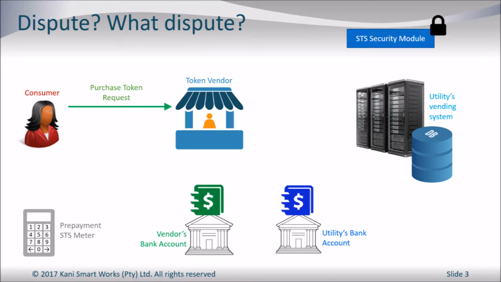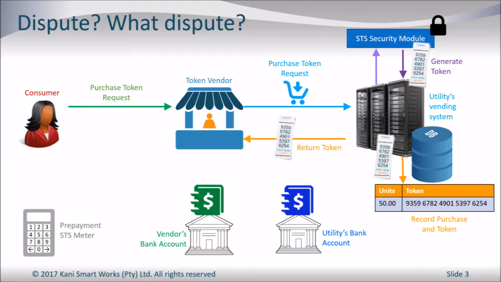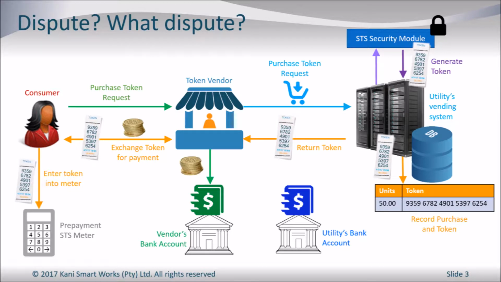So the consumer requests a token from the vendor, who patches the request through to the utility's vending system, where the token is generated, stored on the utility vending system's database, returned to the vendor, and then exchanged for payment with the consumer. The consumer then enters the token into the meter. Subsequently, the vendor will deposit revenue collected into their bank account, which will then be transferred at some stage in the future to the utility's bank account. Importantly, the utility will compare the amount deposited with the value of units of tokens dispensed.